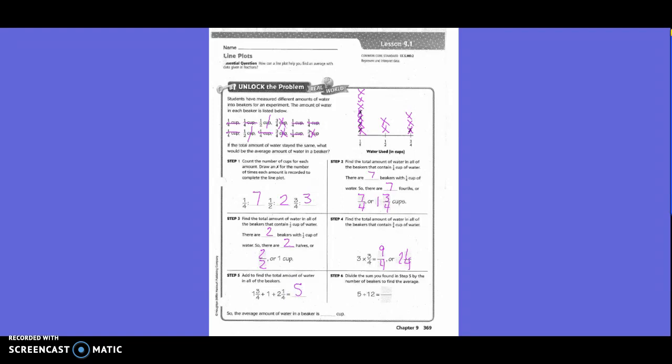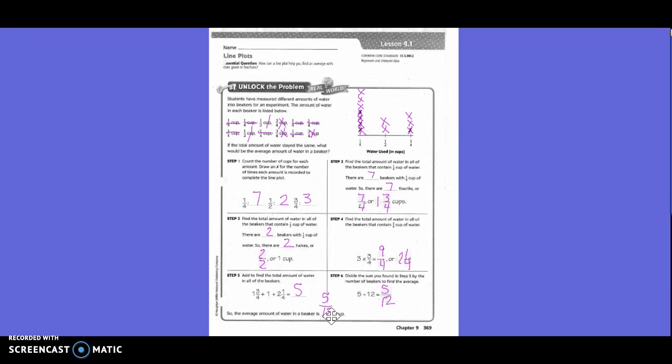Divide the sum you found in step 5 by the number of beakers to find the average. So basically our sum was 5, and then how many total X's did we have? 12. So 5 divided by 12. These are both whole numbers, right? So what goes in the numerator spot? 5. What goes in the denominator spot? 12. So the average amount of water in a beaker is 5/12 cups. So what we did was we got our total, added all of our things together, and then divided by how many X's we displayed.